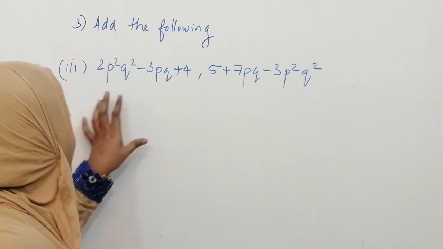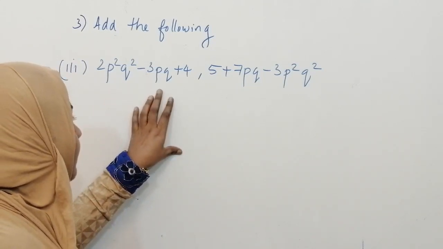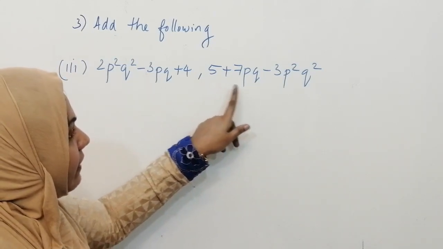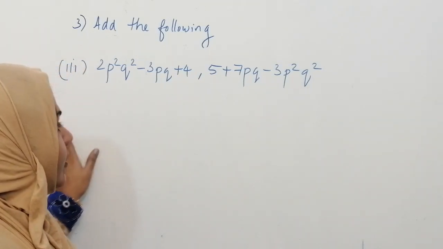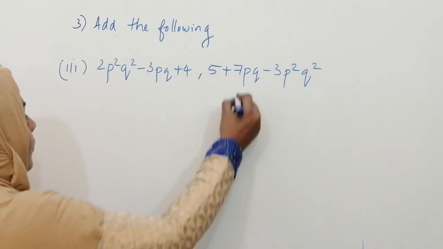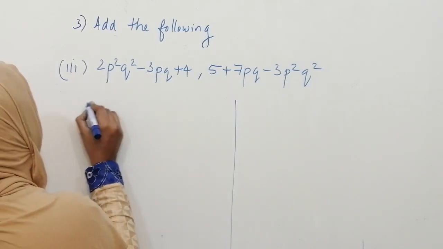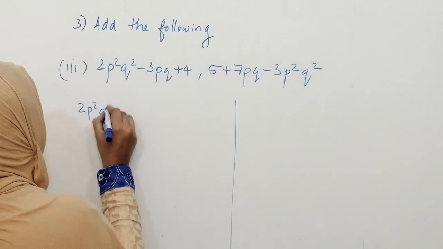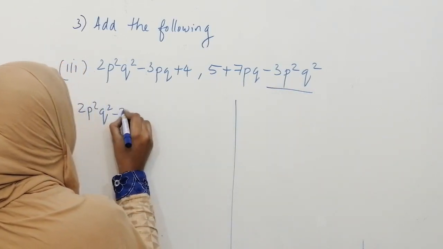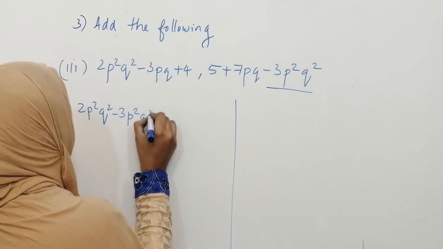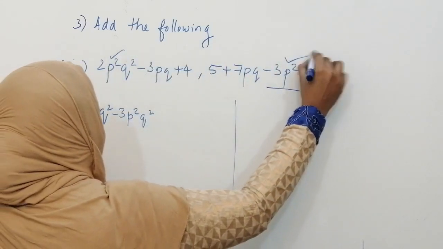This is our third question. 2p square q square minus 3pq plus 4 and 5 plus 7pq minus 3p square and q square. So now we can solve this question in 2 ways. So first we can write 2p square q square. So what is the like term of 2p square q square? So this one, minus 3p square q square. So this we finish and this also we finish.